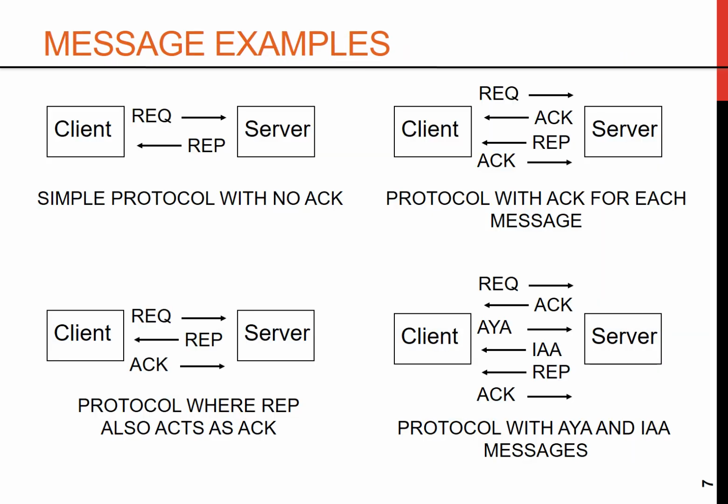Okay, and here are some examples of how we can build protocols using these different types of messages. The different protocols are suitable for different types of networks. Firstly, we start with a simple protocol with no acknowledgement. It's suitable for highly reliable networks with minimal risk of packet loss, such as LANs, local area networks, within a single data center or controlled environment.